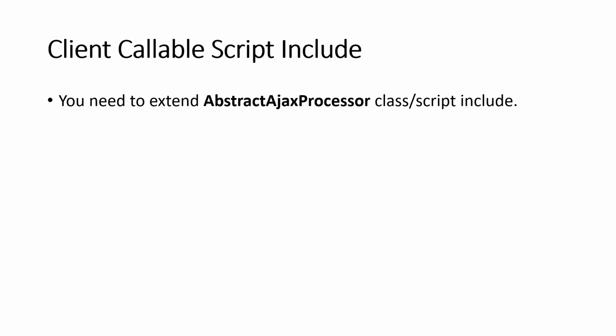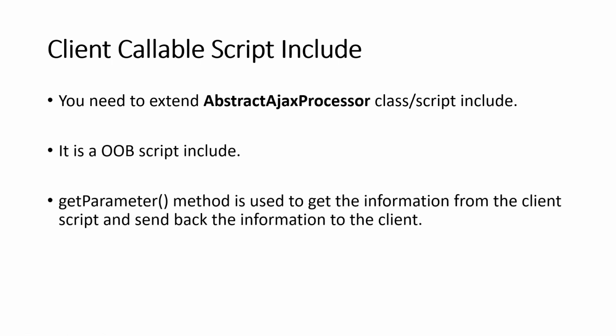So this is the one, GlideAjax. With the help of that, we can call the server side data inside of a client, right? And we will see each and every step that we need to learn for that. So first, AbstractAjaxProcessor class or script include that we need to extend. It is an out of the box script include, like I said. Now, like I said, when you are extending another script include or class, you can extend those methods also, right? You can use whatever methods are there.